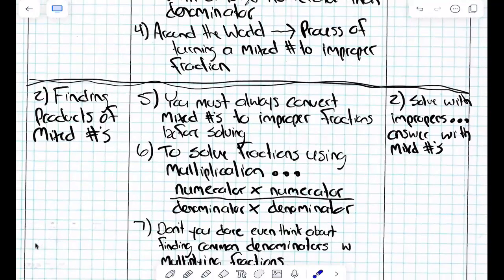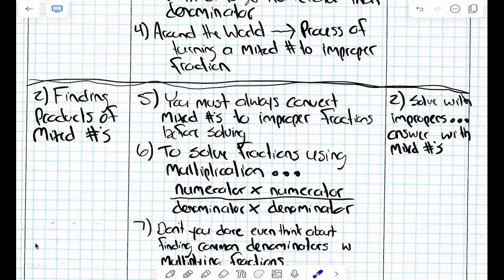All right, number 5. You must always convert mixed numbers to improper fractions before solving. Yes or no? Yes. Okay, on the count of 3, let's read this together. And I mean together. Everyone together on the count of 3. 1, 2, 3. You must always convert mixed numbers to improper fractions before solving. No matter what the lesson is.